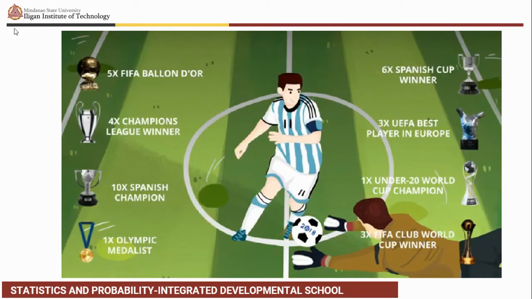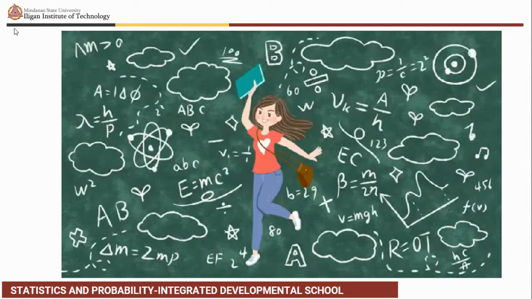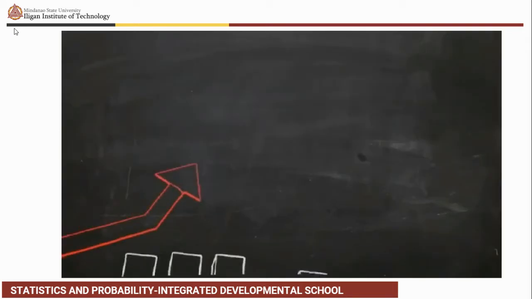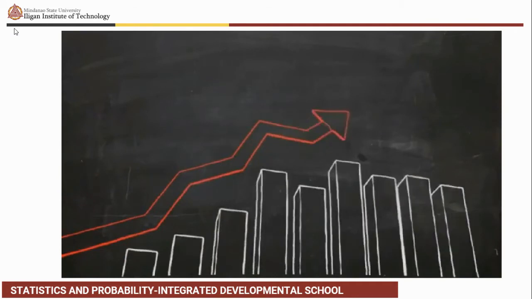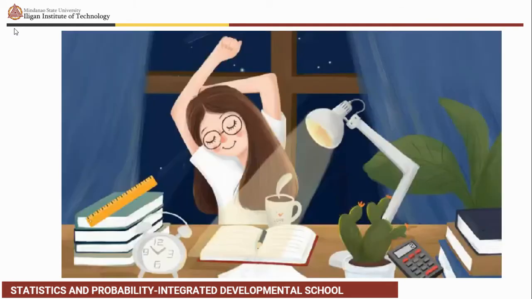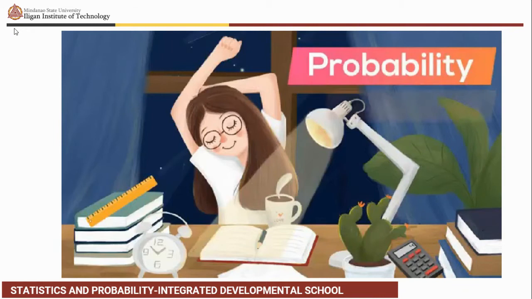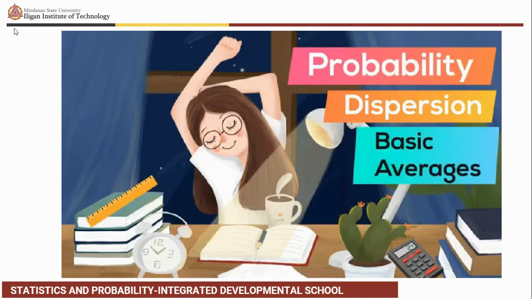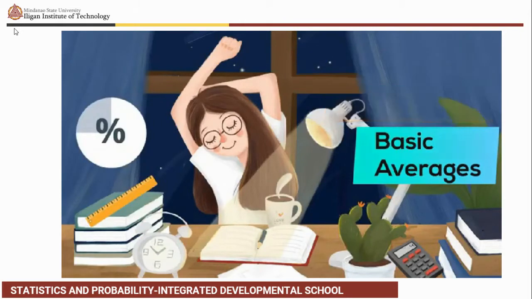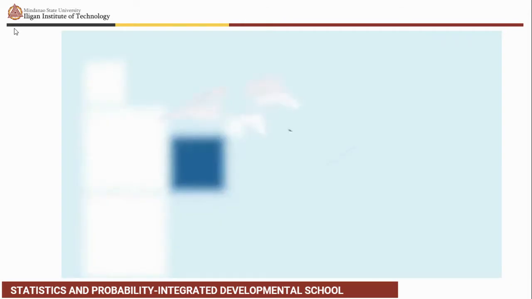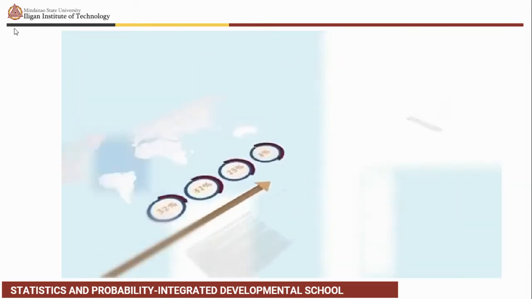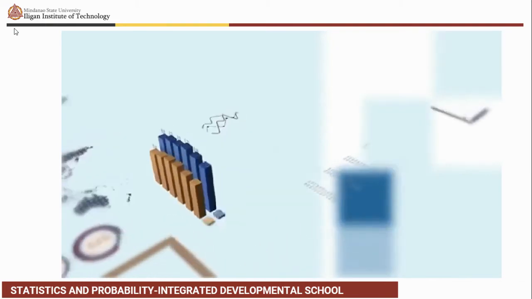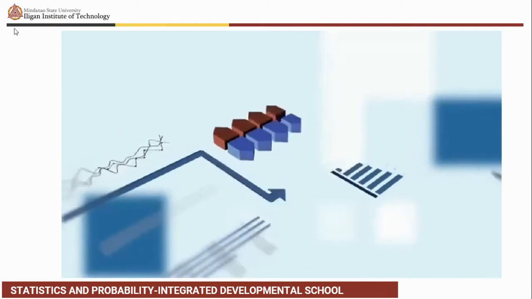When we talk about numbers and calculations, mathematical equations come into the picture, and they bring statistics along. Let's get right into it. First of all, let's talk about statistics and mathematics. Probability, dispersion, basic averages, and yes, what percentage of marks you scored is all mathematics, but the way you get involved in gathering the data and analyzing it before jumping to results is the application of statistics.